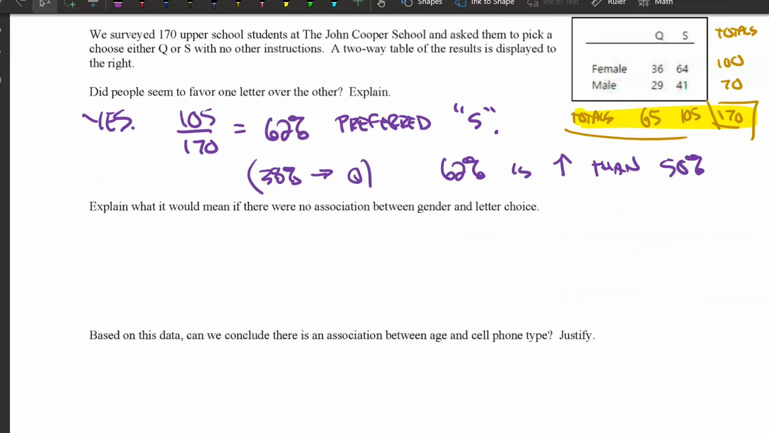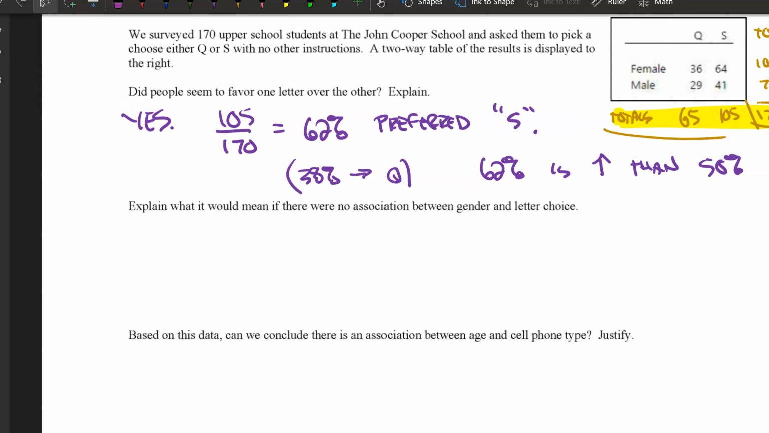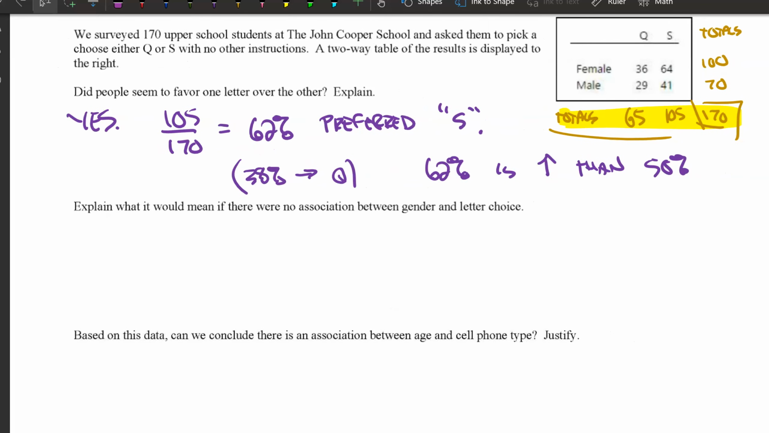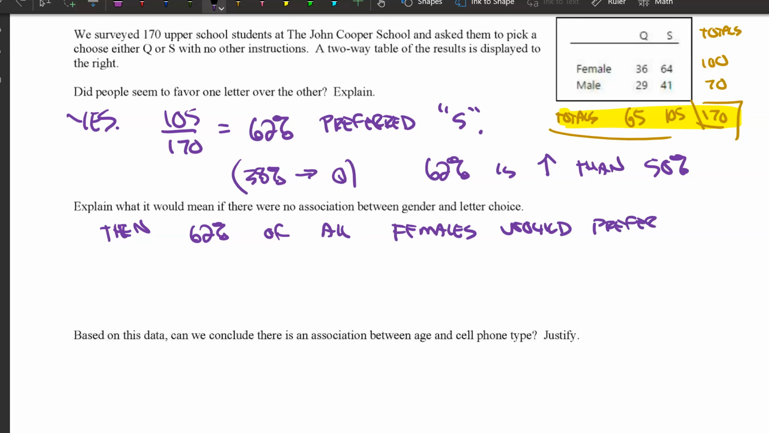Explain what it would mean if there is no association between gender and letter choice. Well, if there was no association between gender and letter choice, then 62% of all females would prefer the letter S, and 62% of all males would also prefer the letter S. So it wouldn't matter what gender you are, it's going to be 62% no matter what.